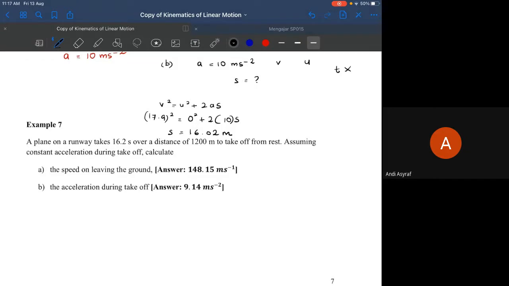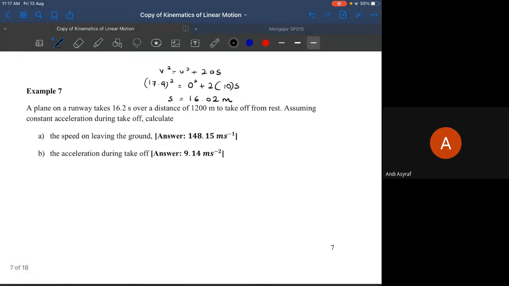Okay. Right. So let's continue to do example 7. A plane on a runway. So sekarang ni plane lah runway kan. Okay. So obviously plane tu akan naik juga kan. Tapi topik kita ni linear motion. So mesti kita bercakap pasal keadaan in straight line. Okay. So waktu ni kita tengah cakap pasal plane yang baru nak naik lah.